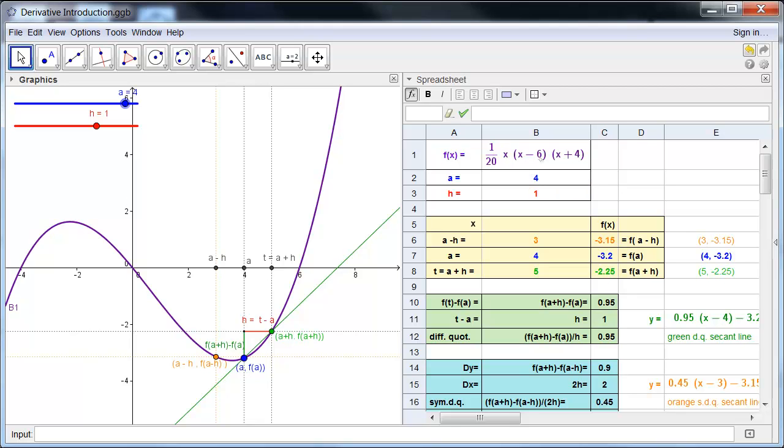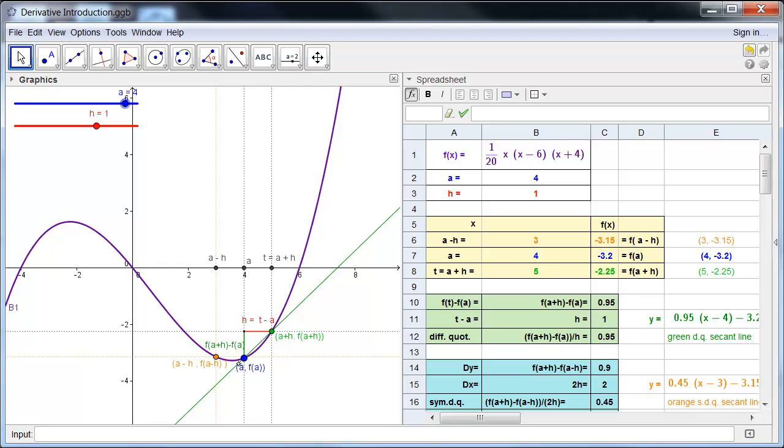Then we can plug that value of 4 in place of x and work out what this is. For example, 4 plus 4 is 8, 4 minus 6 is negative 2, and x is 4, so we get 4 times negative 2 times 8 and divide by 20, and at least approximately that works out to negative 3.2. So you see the point (4, negative 3.2) is our point (a, f of a), which is this blue point on the graph. So far we're doing nothing more than just evaluating the function.